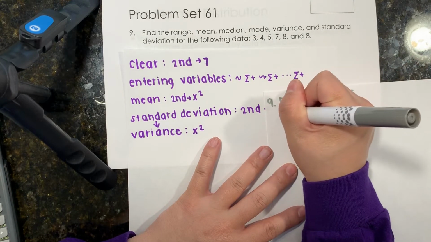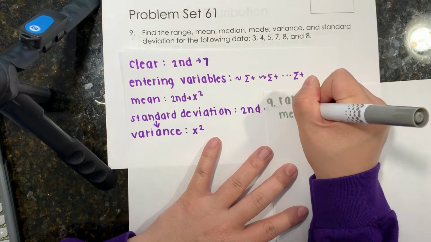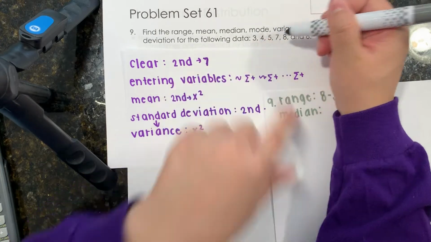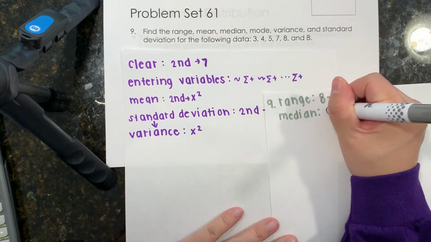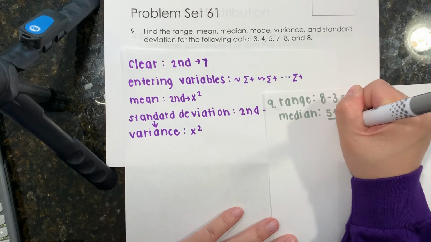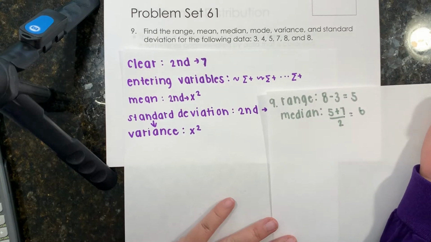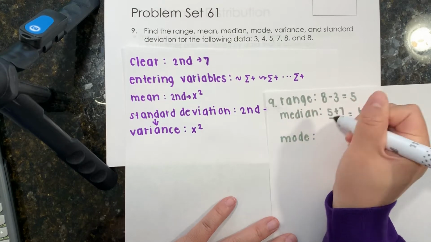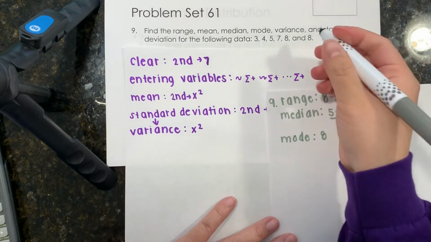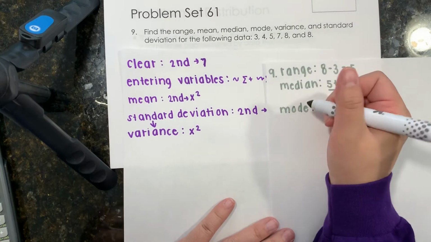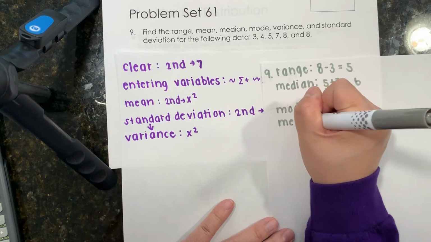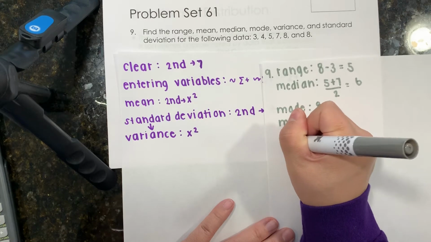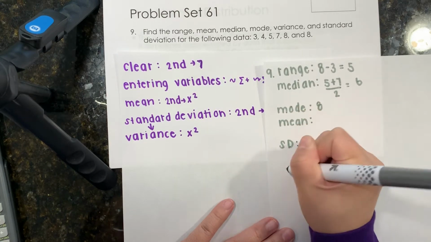I'm going to do the mean later, but I'll do the median, which is the middle number. So 1, 2, 3. The number that falls between 5 and 7, I can do 5 plus 7 divided by 2. That's going to give me 6. The mode is the number that shows up the most. In this case, the only number that shows up multiple times would be 8. And now I'm going to do the mean, the standard deviation, and then the variance.